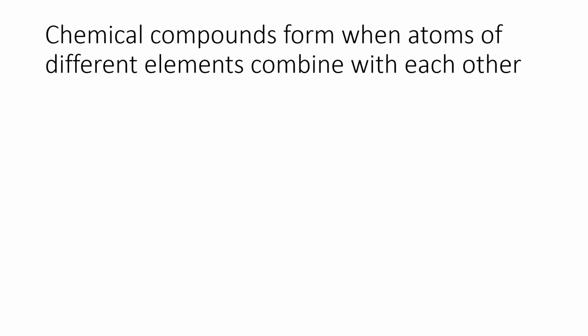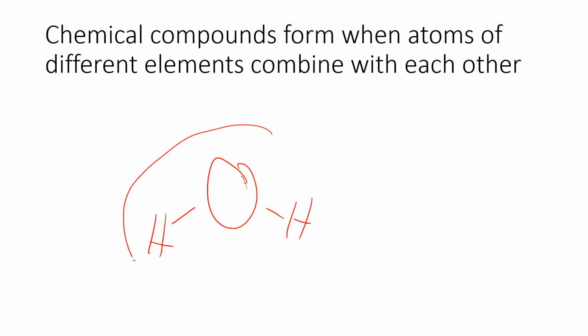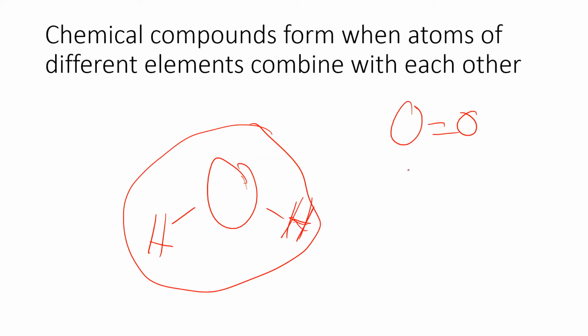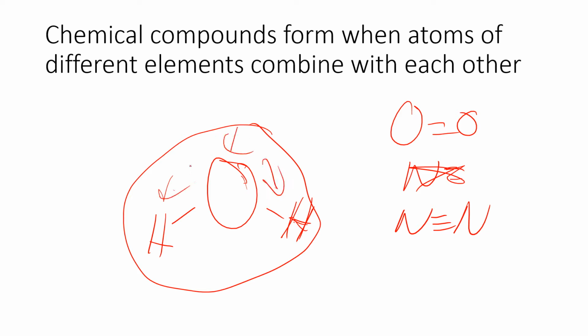Finally, chemical compounds form when atoms of different elements combine with each other. What does this mean? We'll use an example of water. We have oxygen bonded to two hydrogens. This is a chemical compound. It's a compound because we have different elements in our compound. It's not just an oxygen bonded to an oxygen or a nitrogen bonded to a nitrogen. It's one oxygen and two hydrogen atoms. Because of that, it's a compound. Chemical compounds form when atoms of different elements combine with each other.